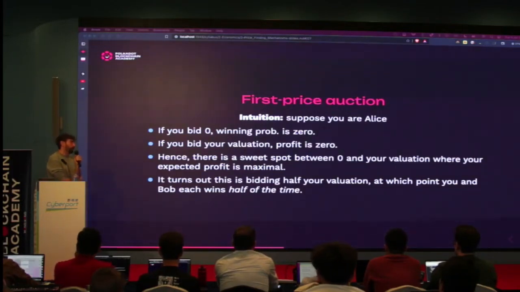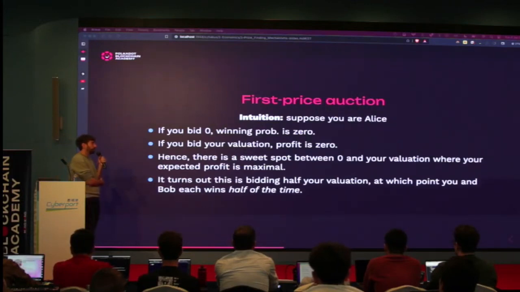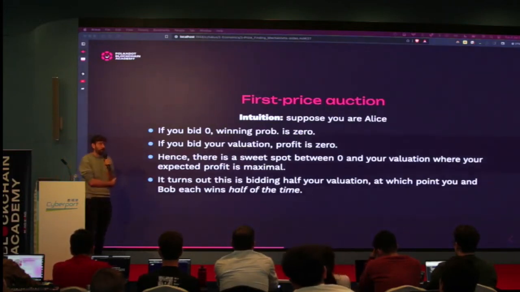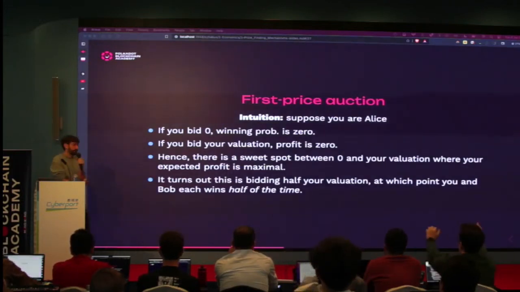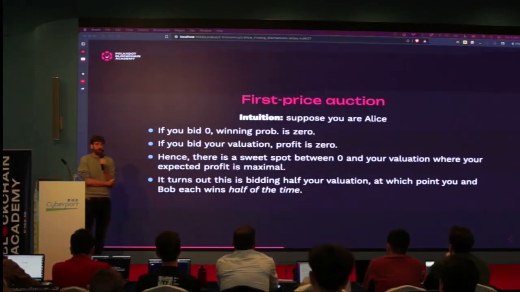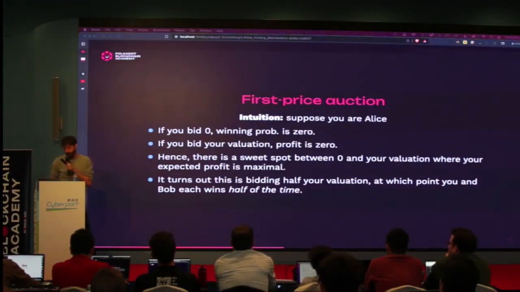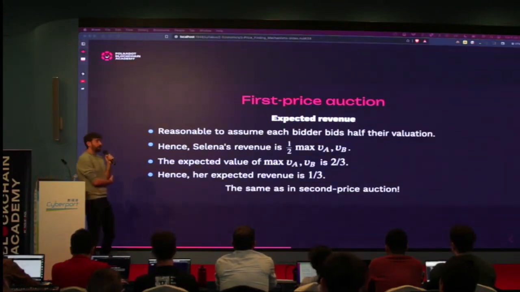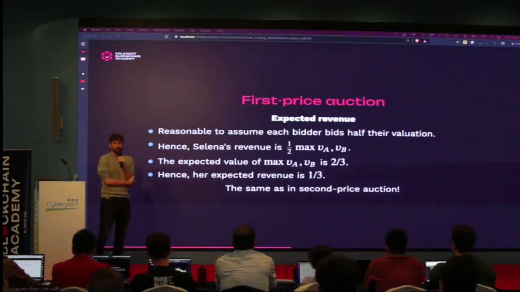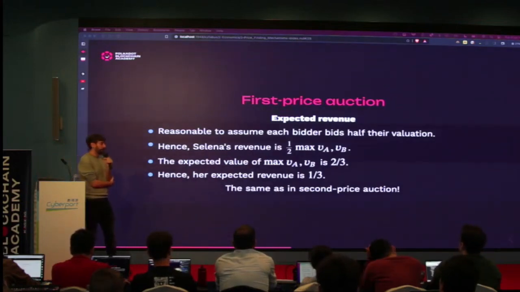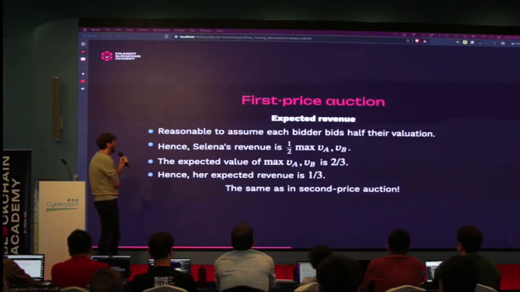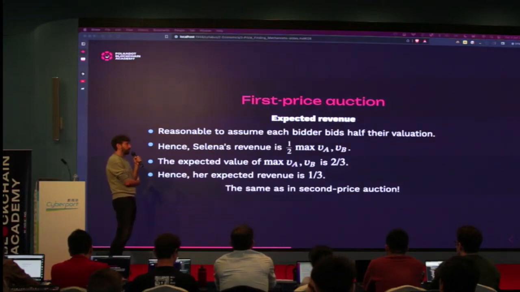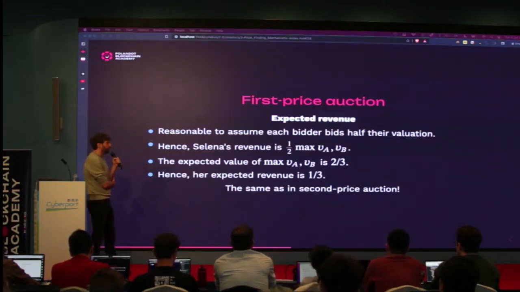And it turns out that bidding half of your valuation is actually maximizing this expected value, where you win half of the time. For the expected revenue, let's assume we prove that, and we can prove that this is the case. This is the Nash equilibrium. We assume that each of the bidders bids half of their valuation.